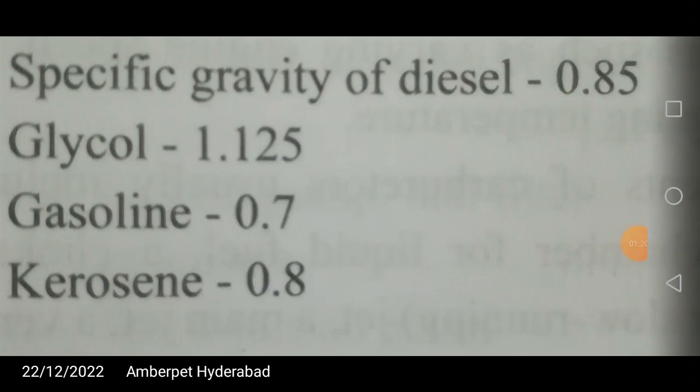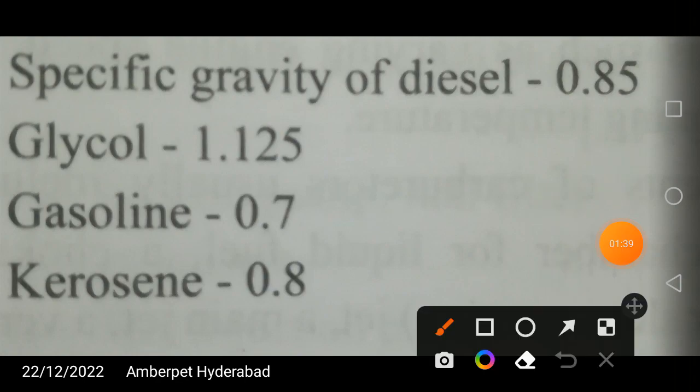Next, coming to glycol, right friends? This is used for some specific purpose. It is used to reduce the freezing point of some lubricating oils. The specific gravity of glycol is 1.125. So definitely its density should be equal to 1125 kg per meter cube.